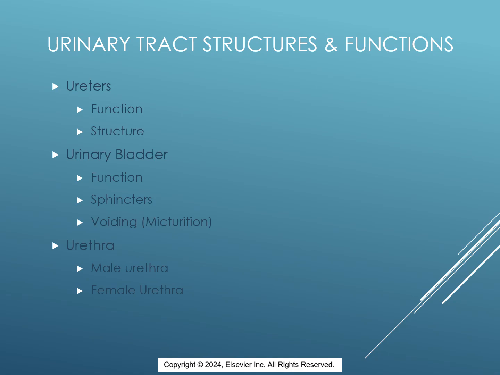Sphincters: the internal urethral sphincter, smooth muscle of the bladder neck. The external urethral sphincter, skeletal muscle, controlled by the pudendal nerve. In males it is around the prostate and in females it is at the bladder base.